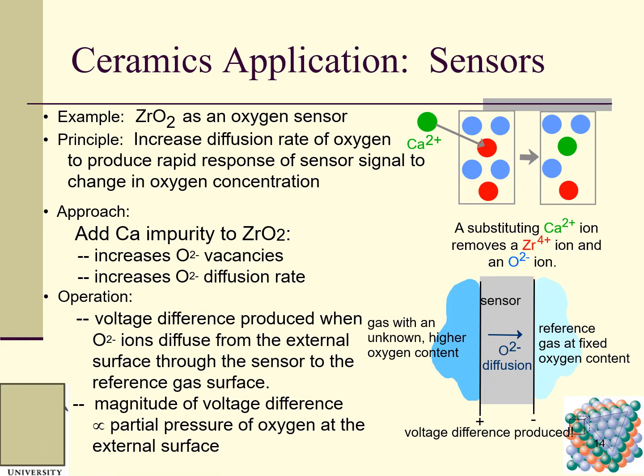So the operation: the voltage difference is produced when oxygen ions diffuse from the external surface through the sensor to the reference gas surface. The magnitude of the voltage difference is proportional to the partial pressure of oxygen at the external surface. So here, if we add calcium ions as impurities, a substitution of a calcium ion removes a zirconium ion and an oxygen ion.